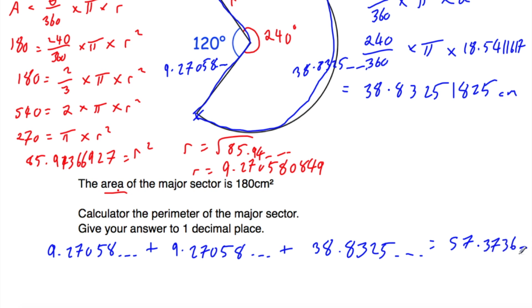57.3736 and so on. Now the question says to give our answer to one decimal place, so our answer will be 57. Now we had 37, so we're going to round up to 0.4 centimeters. And remember, it's perimeter, and in this case that'll be in centimeters. And that's it. So we found the perimeter of that sector. Okay, let's look at our last question.